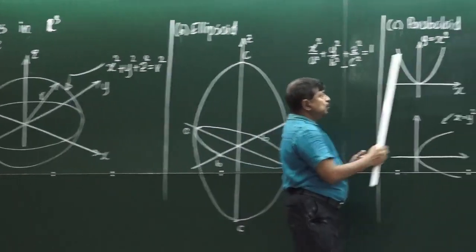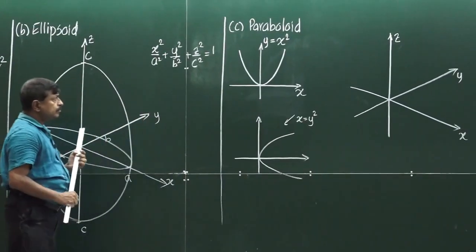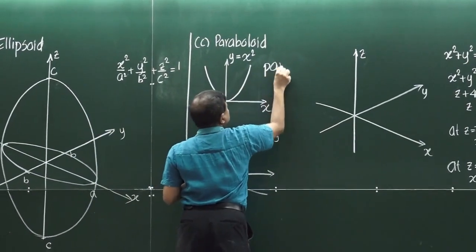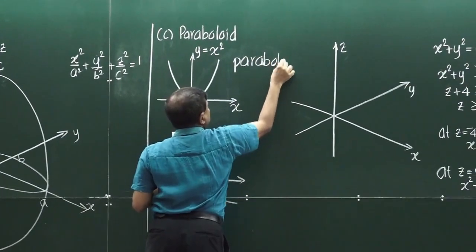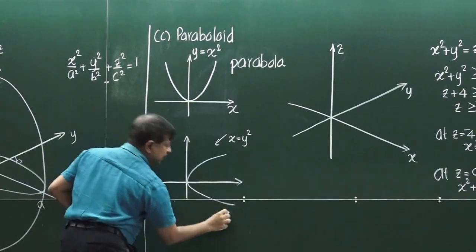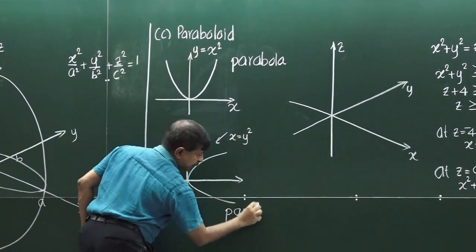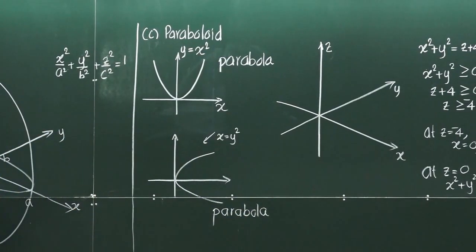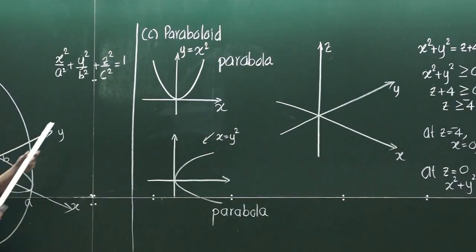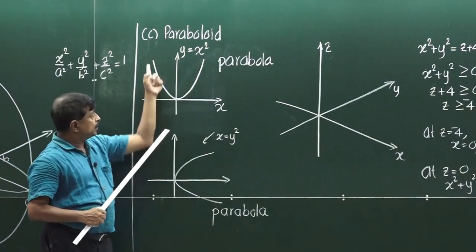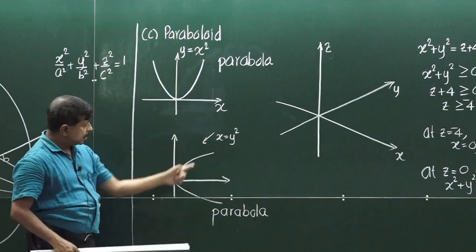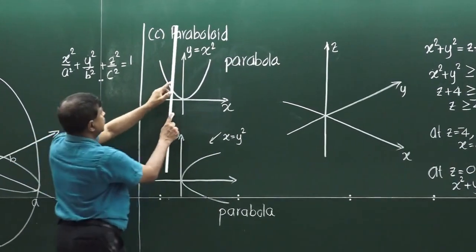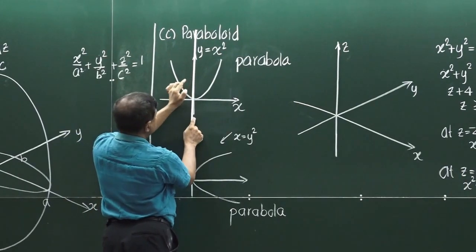Now, we will move to paraboloid. First, let us consider parabolas, some parabolas in R2. This is also a parabola. Paraboloid can be obtained by rotating this parabola about its axis. Now, this y equals x squared, we are already familiar with this one and we are already familiar with this as well.